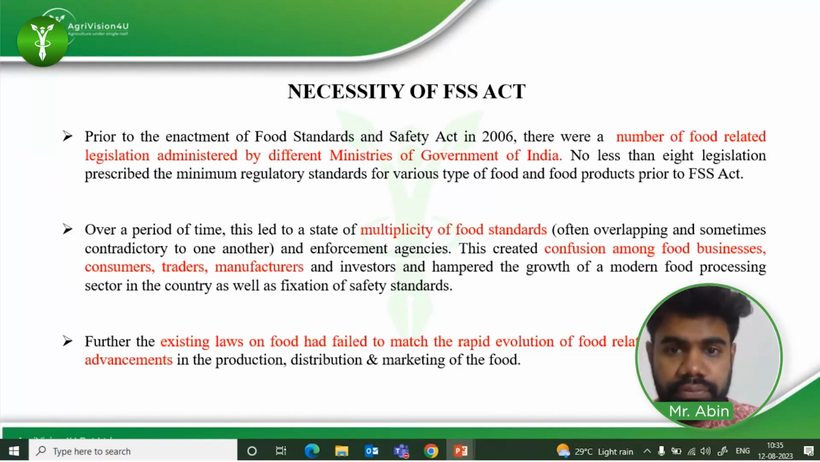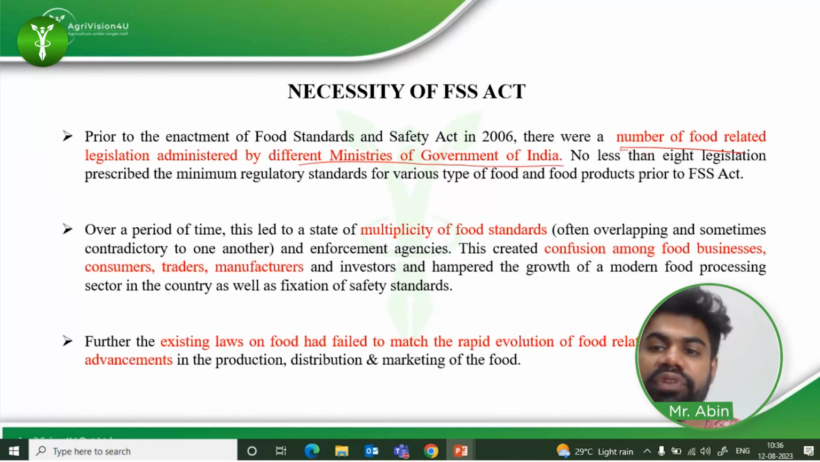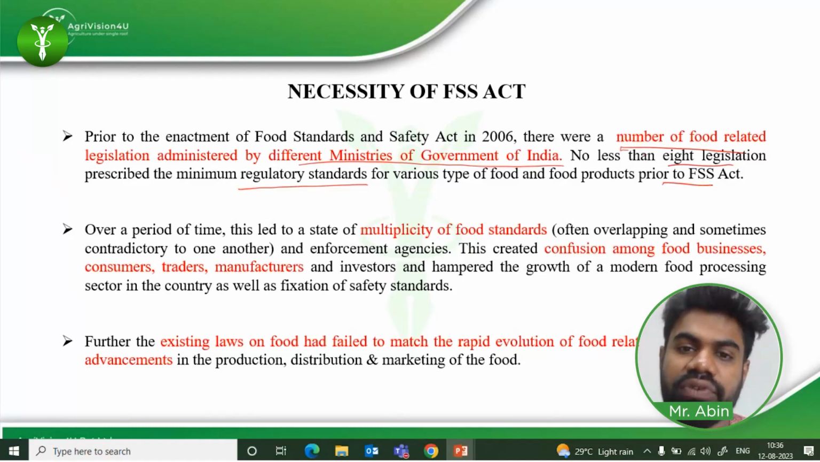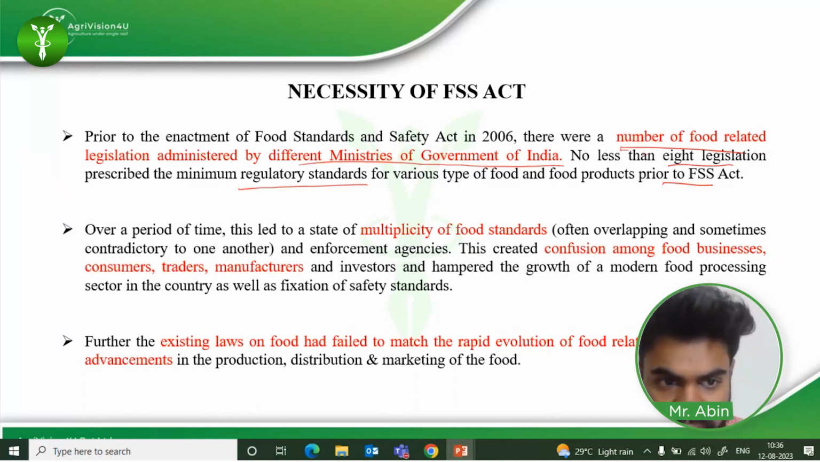So before 2006, there were a number of food-related legislations administered by different ministries of the Government of India. Not less than 8 legislations prescribed the minimum regulatory requirements for various types of food and food products prior to the FSS Act. So before 2006, there were 8 legislations, and they were under different ministries.